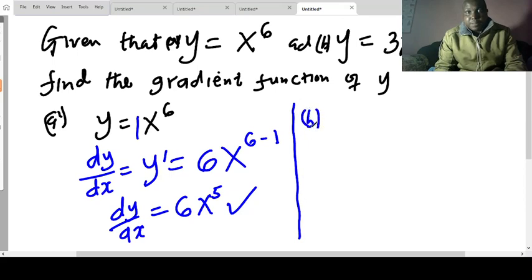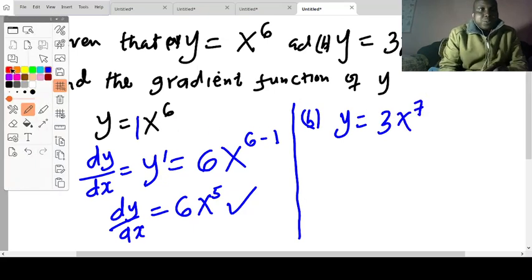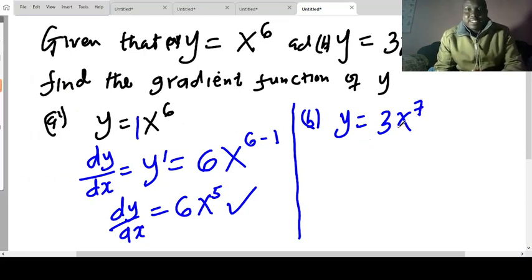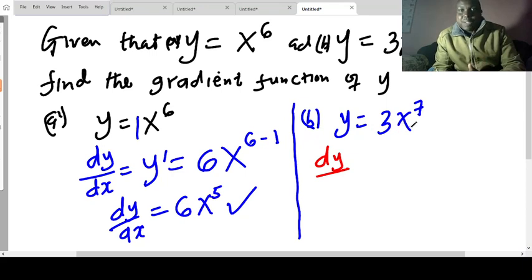My part B, we have y is equal to 3x raised to power 7. So you realize that now in this case, our power is 7, the base is x, and the coefficient of x is 3. Rule number 1, dy over dx, because on the left side we have y, on the right side we have x. So we are differentiating dy with respect to x.